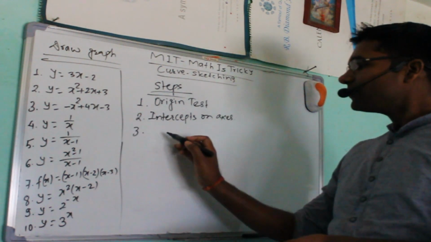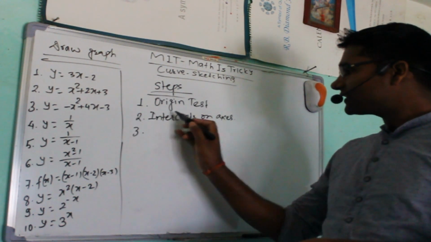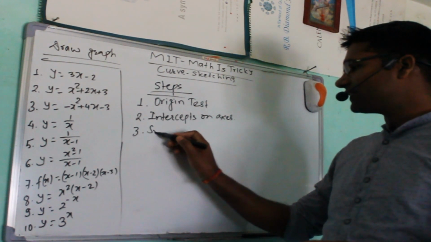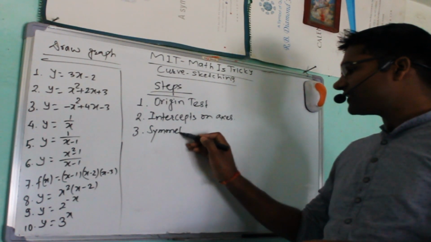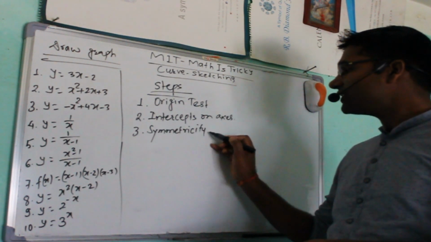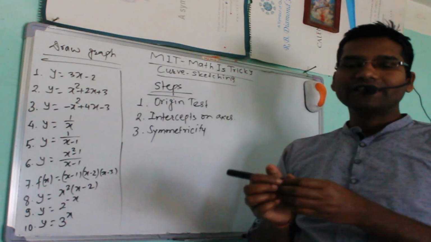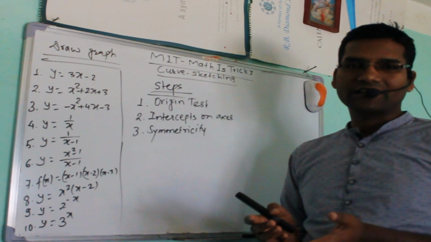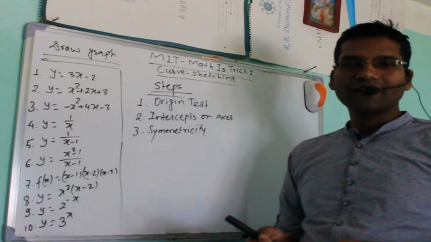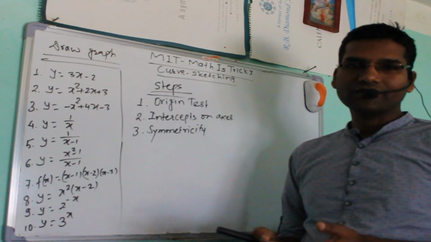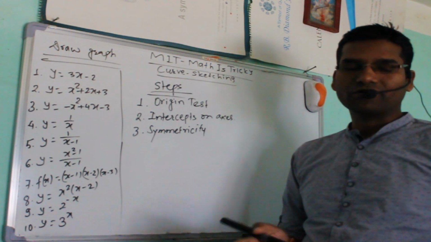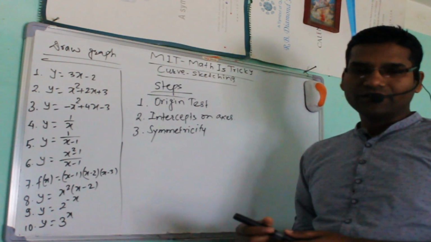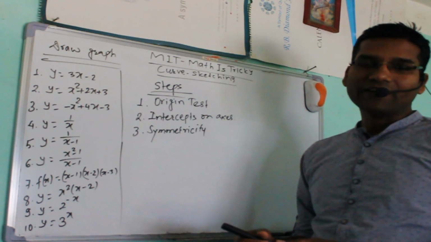So after finding the intercepts on axis, you check the symmetricity. That means you find whether the curve is symmetric about x-axis or y-axis or origin. And for that I have already shared how to find the symmetricity of the function, whether it is symmetric about x-axis or y-axis or origin. We have already shared these ideas in a previous video, so you can watch that and have an idea.